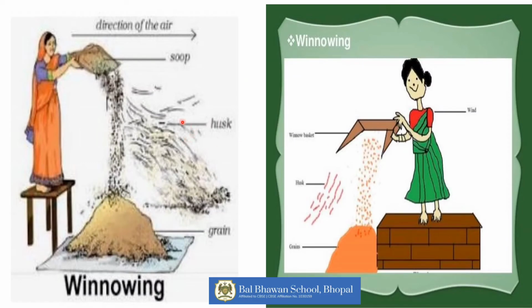In this picture it is more clear. This is what is called soup, the common Hindi word for it. So here they have a mixture of husk and grain. Because of the flow of air, husk, which is very light in weight, husk means the outer covering of the grains, is carried away along with the air current, whereas the grain, which is heavier, settles down forming a heap on the ground. I hope the winnowing is clear to you.